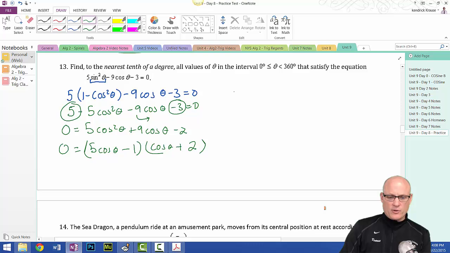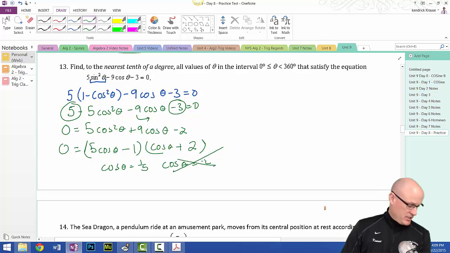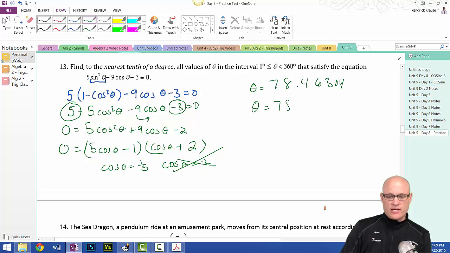Alrighty. So I end up with cosine theta equals 1/5, and cosine theta equals negative 2. It can't be negative 2, so we cross that off. When I do the inverse cosine of 1/5, I end up with theta equal to 78.46304. Round to the nearest tenth of a degree, I get theta equals 78.5.